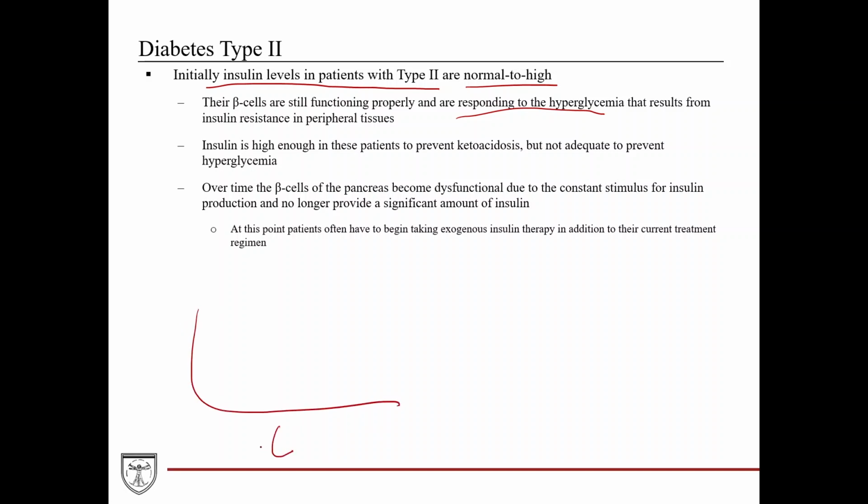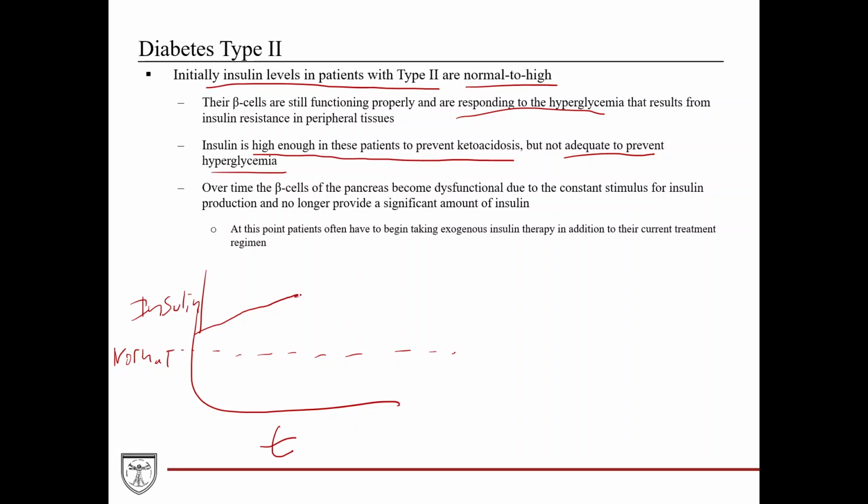So if we graph it over time, let's say this is the normal, quote unquote, normal level of insulin. Let's say this is insulin. Over time, it could even be elevated. Since it's elevated, it's high enough to prevent ketoacidosis. So ketoacidosis is not very common to see in diabetes type 2. So it's able to prevent ketoacidosis, but unfortunately it's not adequate to prevent hyperglycemia.